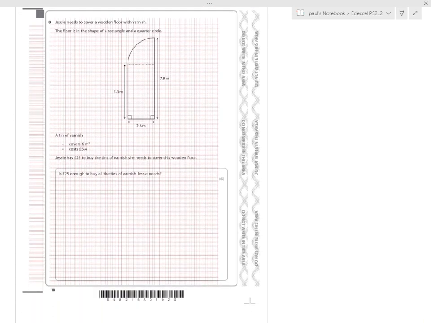Right, Jesse needs to cover a wooden floor. Tin of varnish covers that, costs that. It's got 25. Will it be enough? So let's work out the floor. So the quarter of a circle, here the area is pi r squared, and we divide that by 4. And the other bit is just going to be 5.3 times 2.6, and then we'll add those two together. So 3.14 times the radius is 2.6, 2.6 squared divided by 4.